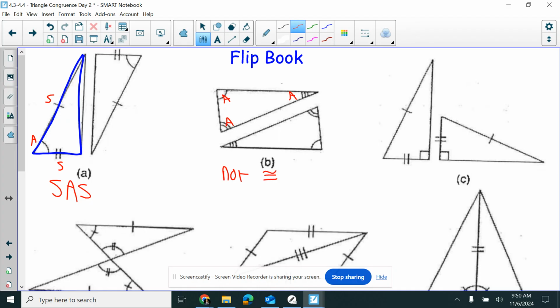The next one, let's see, I have an angle, I have a side, I have a side. I notice that the angle is not in between the two sides. So if I just look at the sides and the angles, it would be side, side, angle, which we can't do. But this is a tricky one, because this is a right triangle, so this side is actually called the hypotenuse, and this side is called a leg. Because it's a right triangle, the answer would be HL. If this wasn't a right triangle, it wouldn't work.